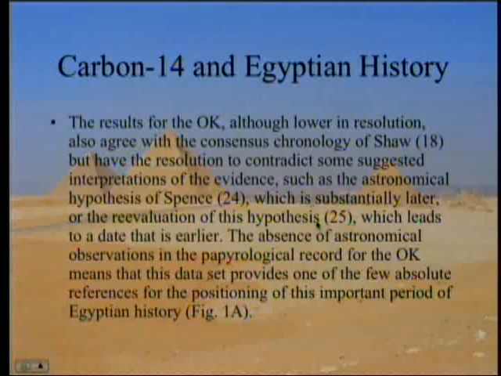Or the reevaluation of this hypothesis, which leads to a date that's earlier. So they're saying, no, Shaw's got it right. Both interpretations of the astronomical hypothesis of Spence are incorrect. The absence of astronomical observations in the papyrological record for the Old Kingdom means that this date set provides one of the few absolute references for the positioning of this important period in Egyptian history.